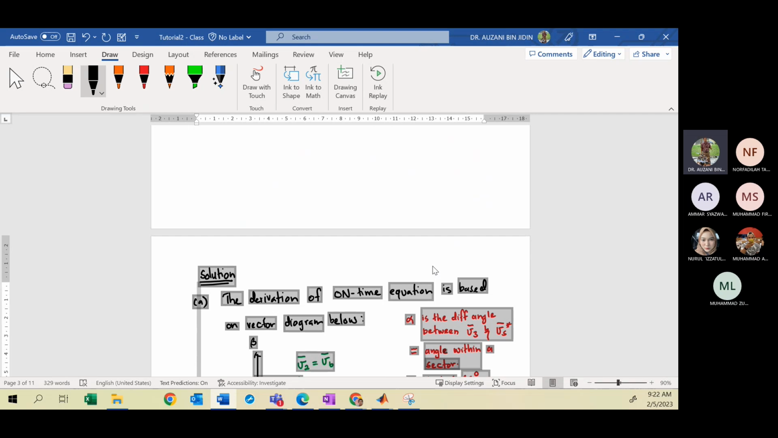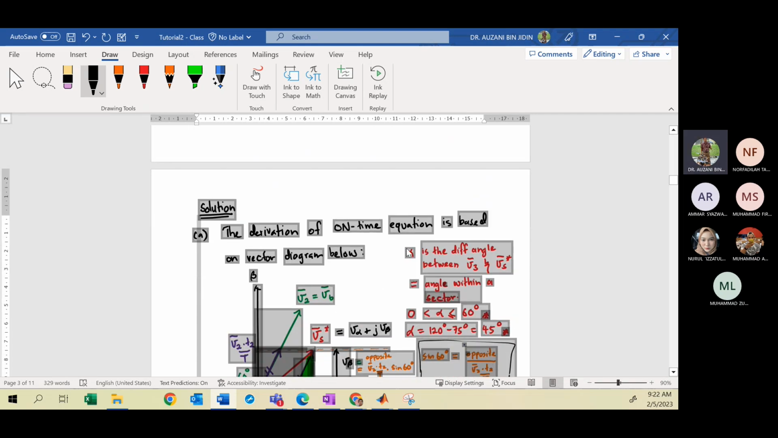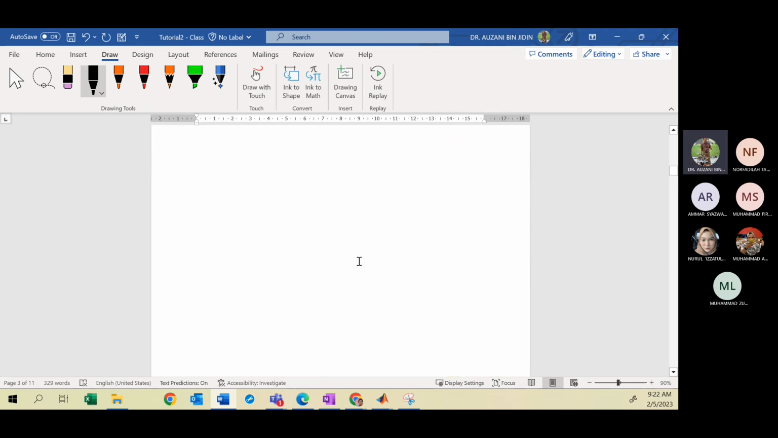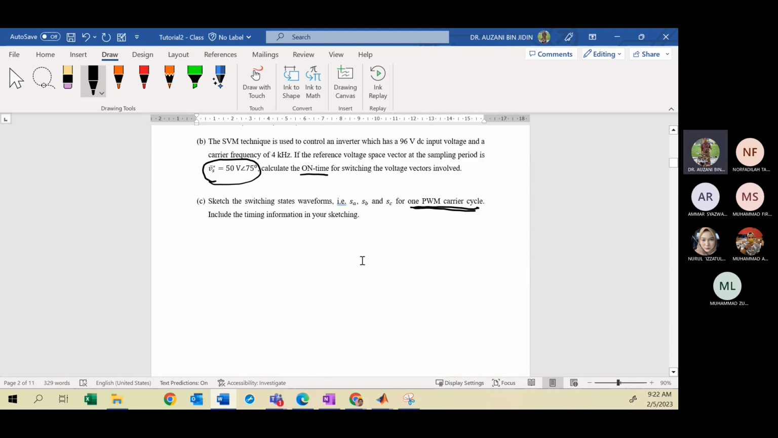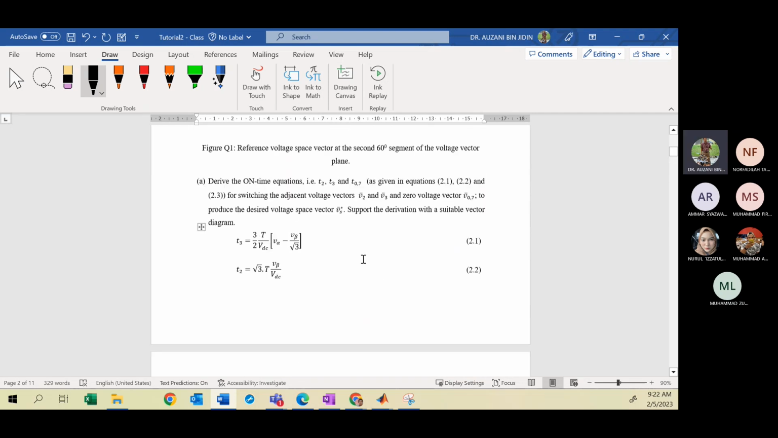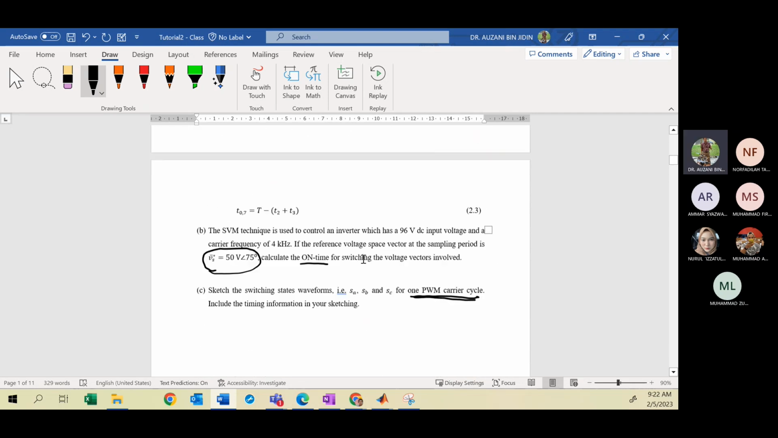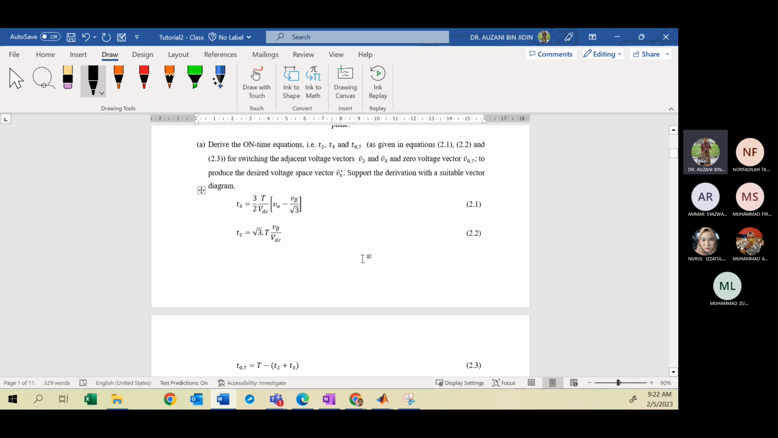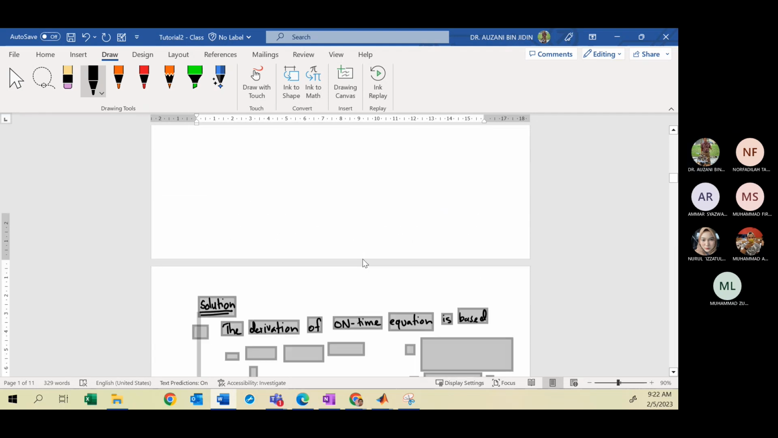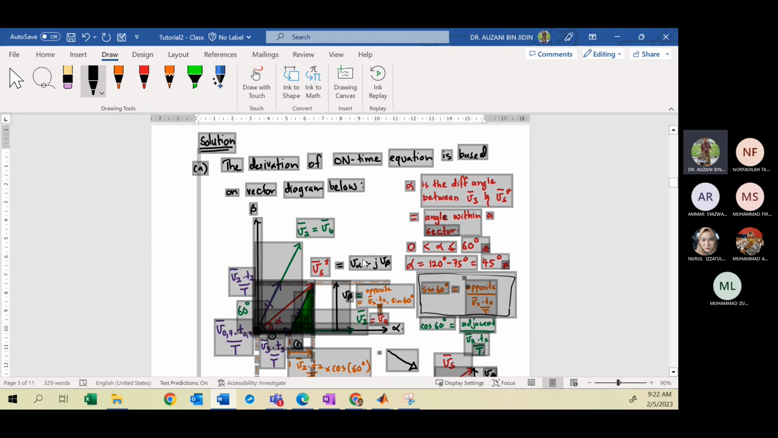Okay, question number 2, class. So what is the first step? So actually you need to repeat for question number 2. You have to solve for 3 parts, part A, B, and C. Firstly, you need to derive the on-time equations. So you can apply the same process as discussed in question number 1.